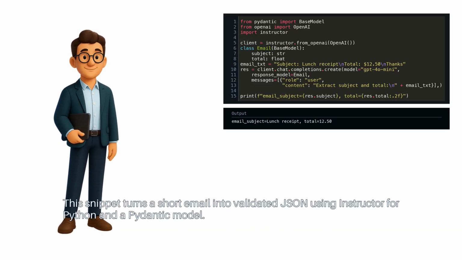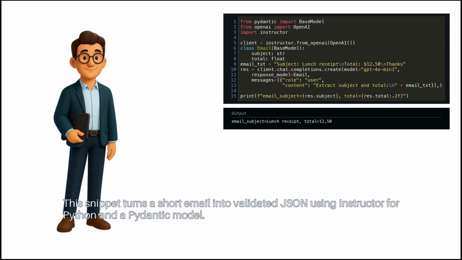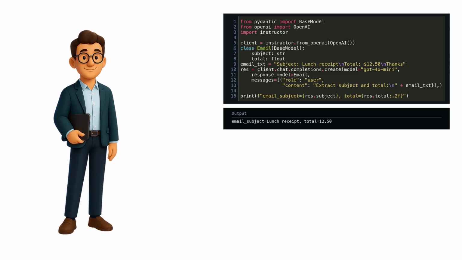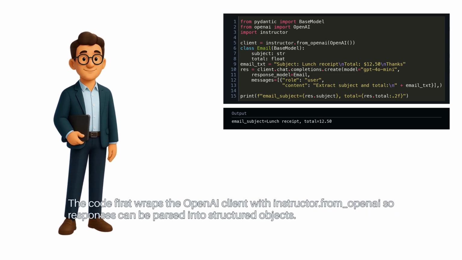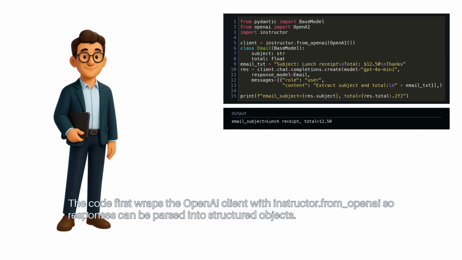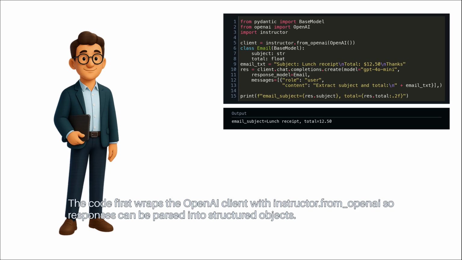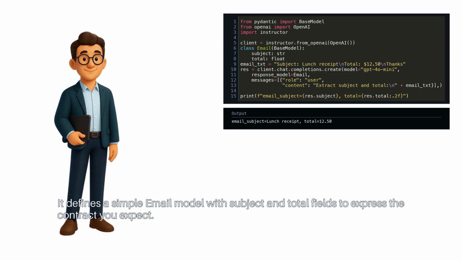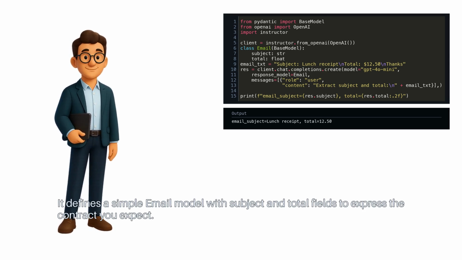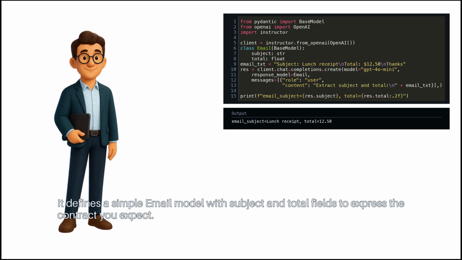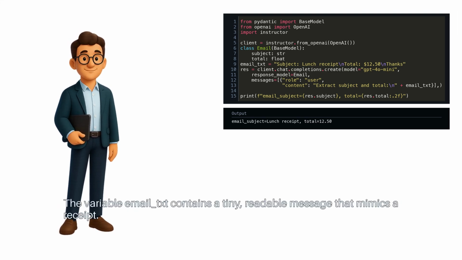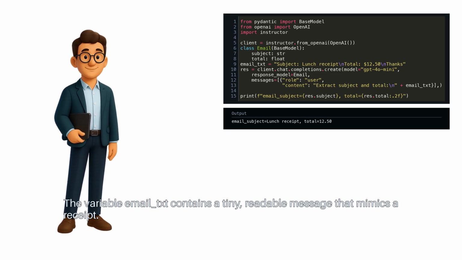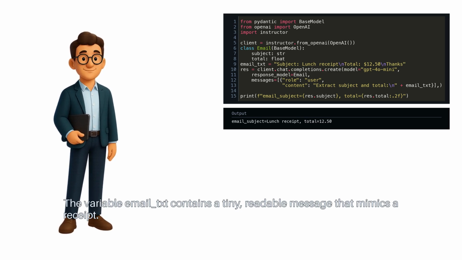This snippet turns a short email into validated JSON using Instructor for Python and a Pydantic model. The code first wraps the OpenAI client with instructor.from_openai, so responses can be parsed into structured objects. It defines a simple email model with subject and total fields to express the contract you expect. The variable email_txt contains a tiny, readable message that mimics a receipt.